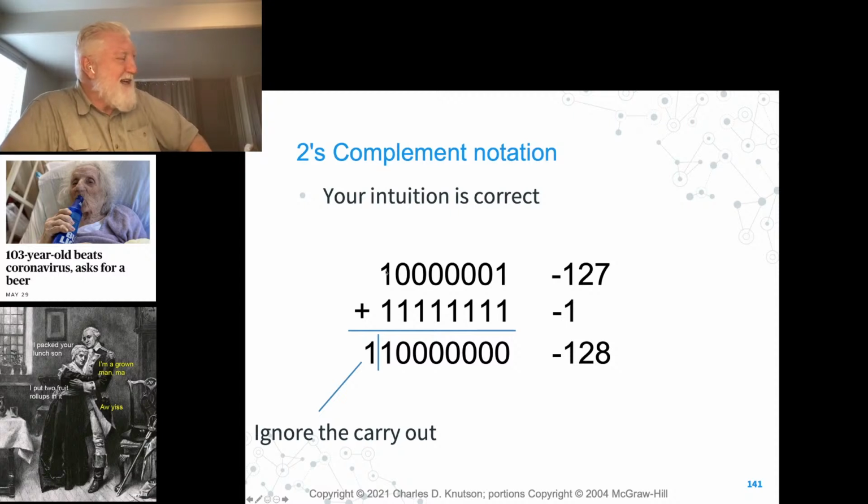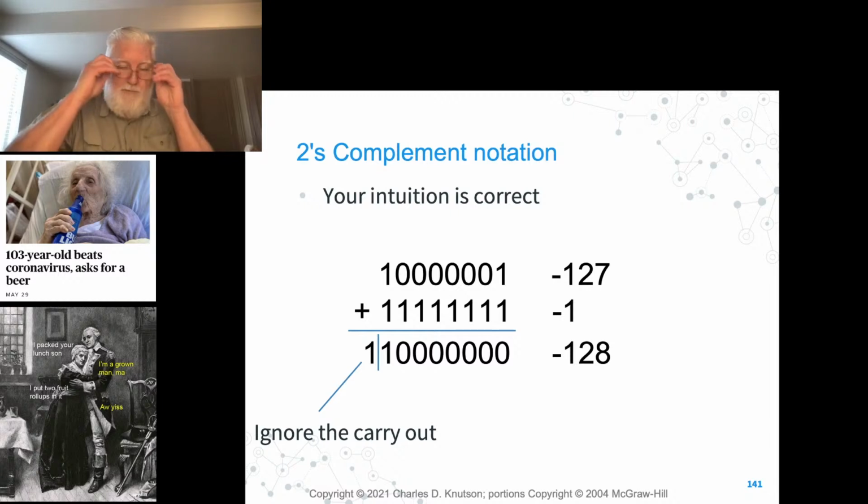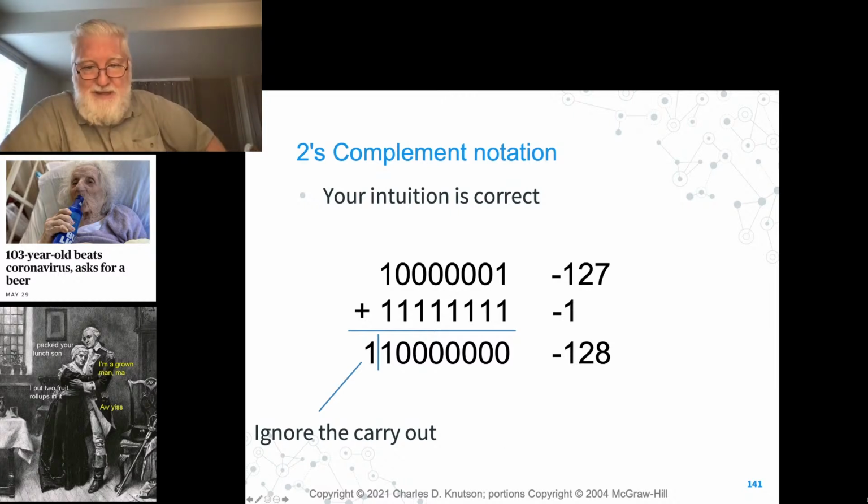Okay, so we take negative 127, we subtract 1 from it by adding negative 1 to it. 1 and 1 is 0, carry the 1, 0, carry the 1, bit, bit, bit, bit. The carry out. And that's the representation for negative 128. Freaky?